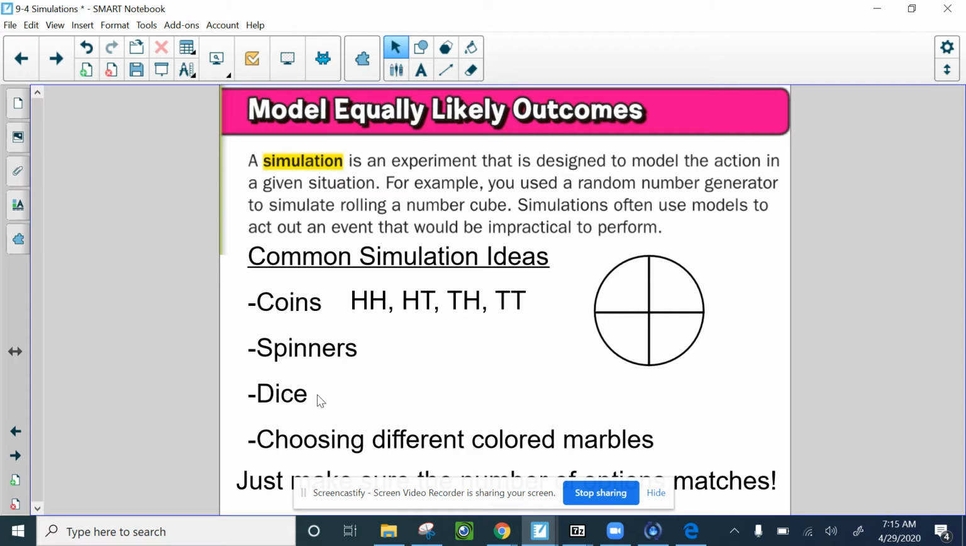I could have number 1 be A, 2 be B, 3 be C, 4 be D, and then 5 and 6 just mean I roll again. So dice works not as well as the other ones, but you could still make a dice work. Again, there's also lots of other options you could use as well.